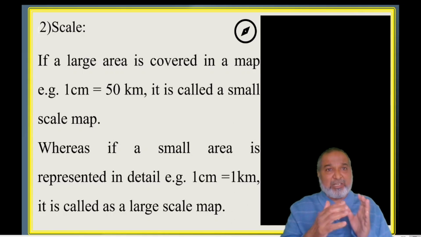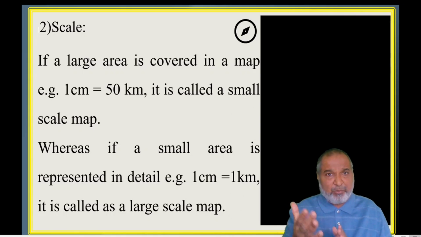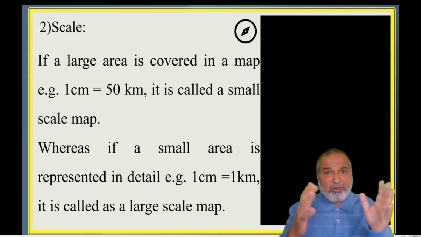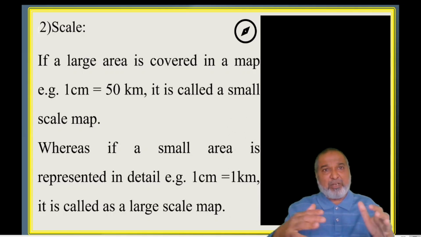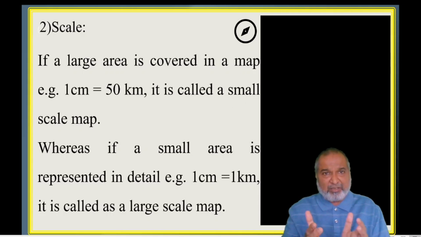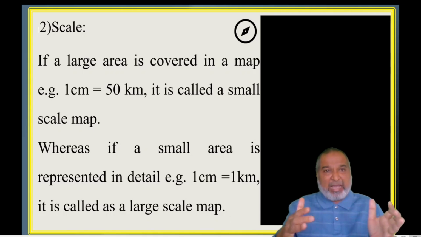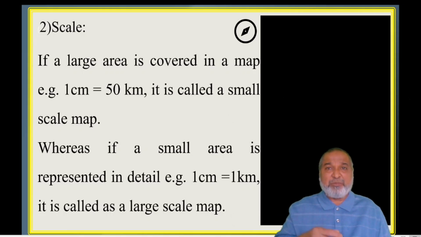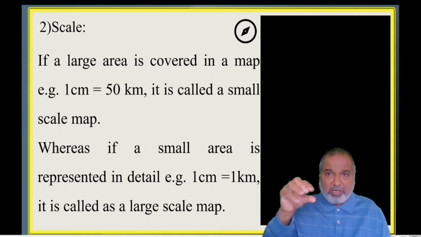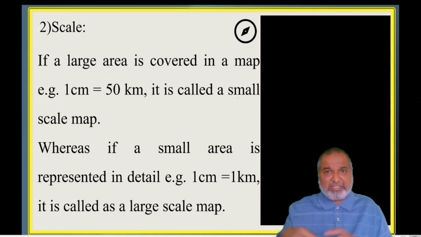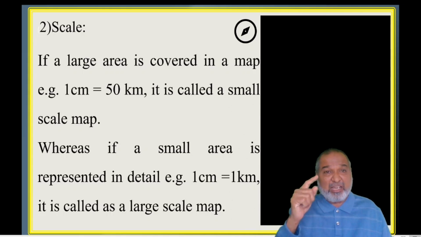Whereas if you consider 1 centimeter is equal to 1 kilometer, that particular map will not cover India. It will be only a part of Pune itself. For example, we are here in Pune. In Pune city, only Shivaji Nagar is one area, or the Camp area. With 1 centimeter equal to 1 kilometer, on the MG Road, every building you can easily recognize because it is a large scale map.